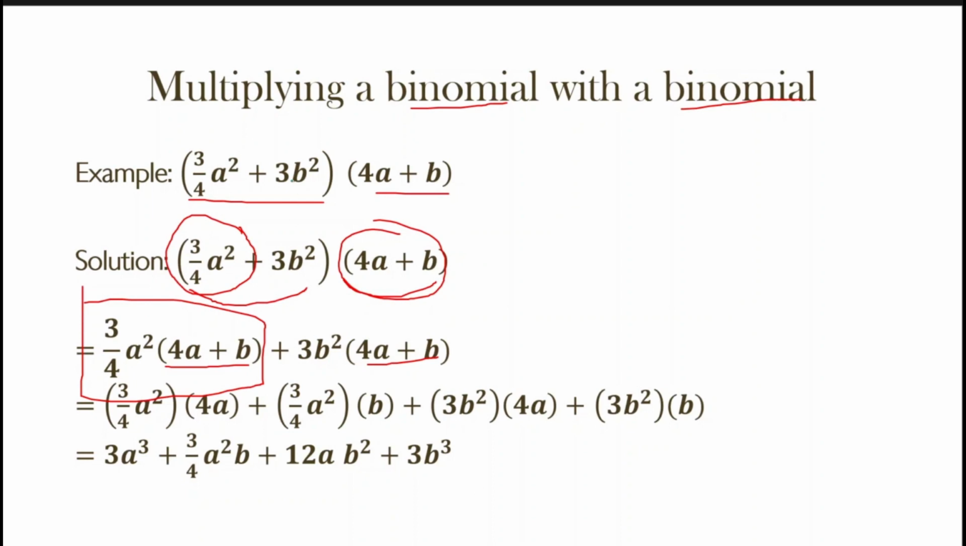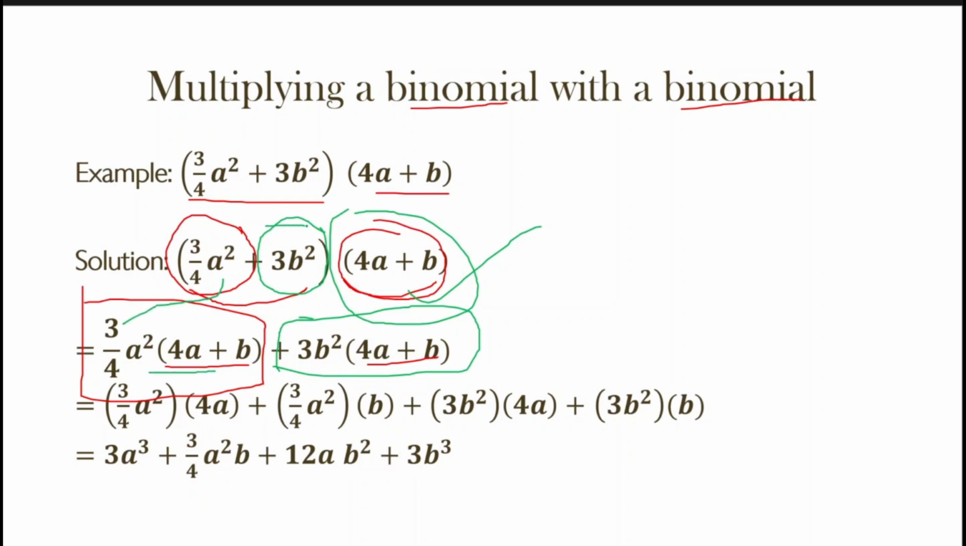Similarly, the other term, which is 3b square, needs to be multiplied with the entire 4a plus b. Since there was a positive sign before 3b square, we kept plus 3b square and multiplied it with 4a plus b. Again I am repeating, you can keep any one of the brackets as it is. I am keeping 4a plus b as it is. Now I'll multiply each and every term of the other bracket with 4a plus b. So first I multiplied 3/4 a square with 4a plus b. Then there was plus 3b square, so I multiplied plus 3b square with 4a plus b.